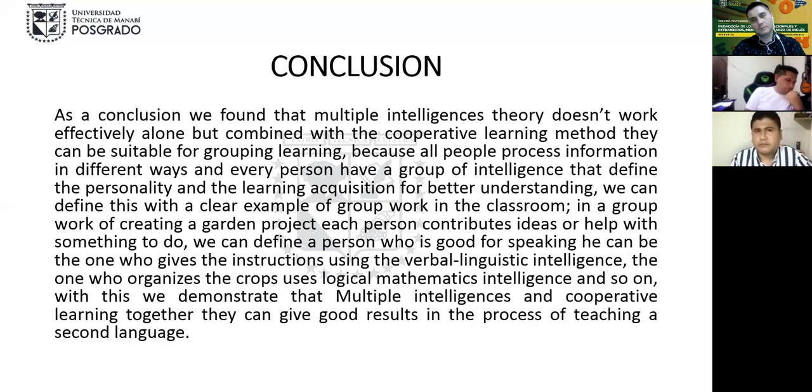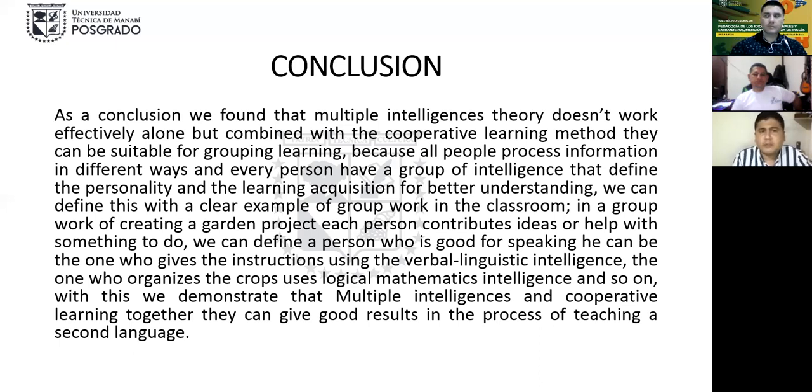So I would like to finish this with the conclusion. As a conclusion, we found that multiple intelligences theory doesn't work effectively alone, but combined with the cooperative learning method, they can be suitable for group learning. As Christian and my friend Galo said, these two methods and theories can help in the teaching-learning process, because all people process information in different ways and every person has a group of intelligences that define the personality and the learning acquisition for better understanding.